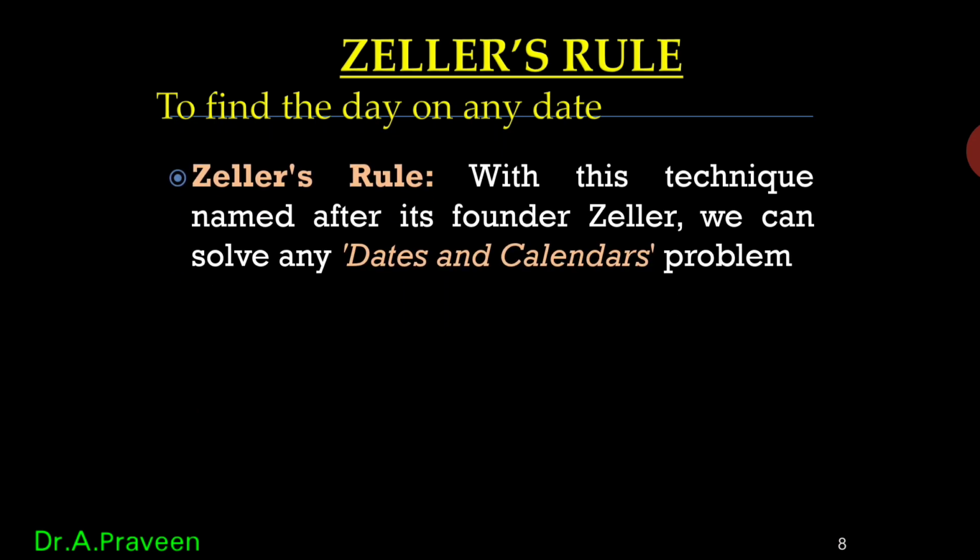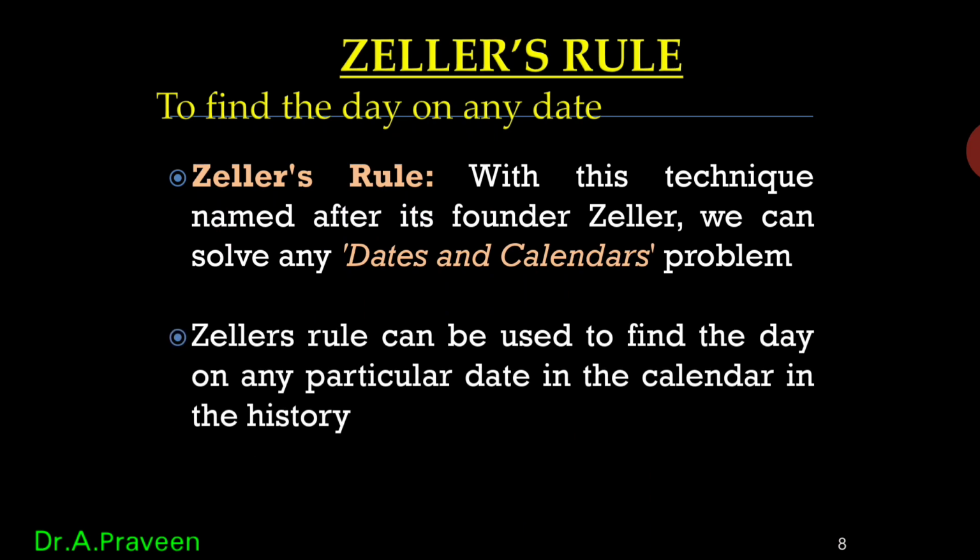Using Zeller's rule, we are going to find the day of the week for any given date. Zeller's rule is used to find the day on any particular date in the calendar in history.